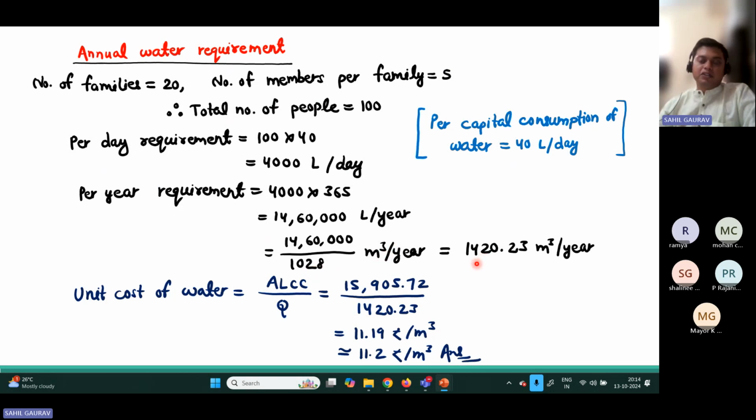So it will be 1,420.23 meter cube per year. So unit cost of water will be annual life cycle cost upon Q. So annual life cycle cost will be this one, and this divided by this per year requirement of water is this one. So we will get 11.2 rupees per meter cube.